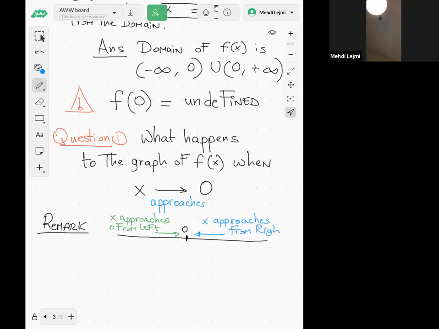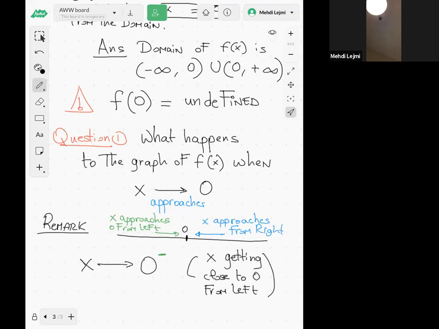Okay. Now, as I said, we're going to distinguish between these two cases. So the notation for that would be x approaches 0, and I'm going to put the minus sign here in the top. So this is not like negative. This minus here means that the value of x approaches 0 from the left. So x is getting close to 0 from the left.